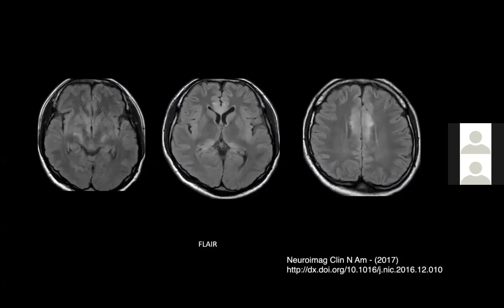This is a case from literature showing involvement of the cingulate gyrus. You can see the T2 hyperintense lesion in the cingulate gyrus, involving the corpus callosum, and the pulvinar of the thalamus here, and along the third ventricle area.